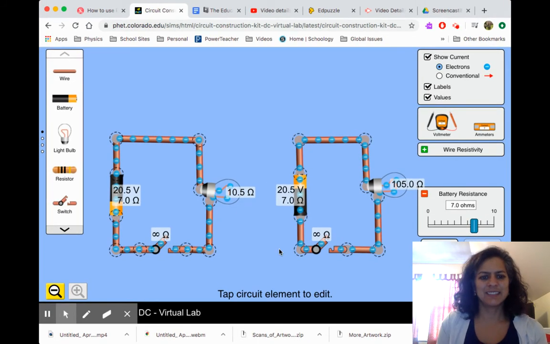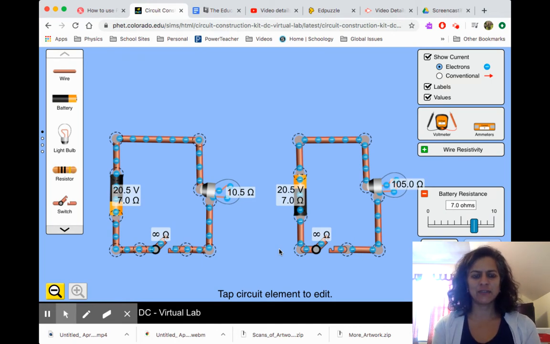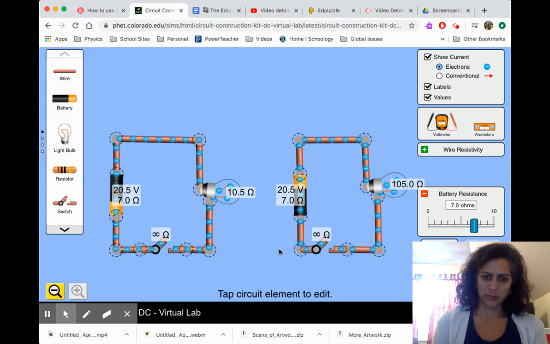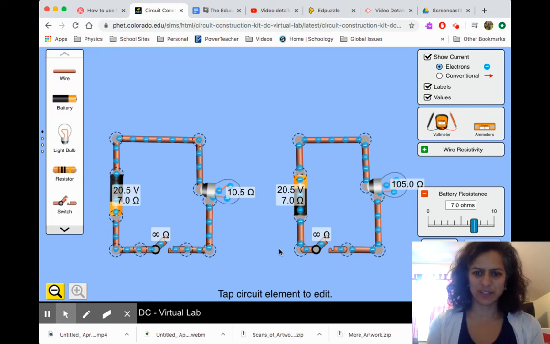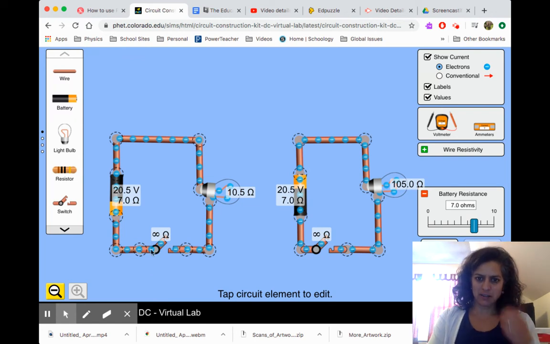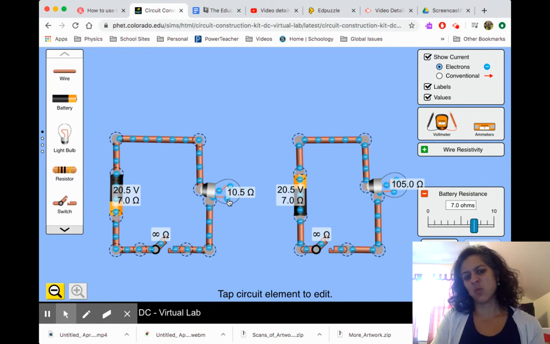All right, second video. In this video, I want to talk about power and fuses. First, power. In the circuit simulation, I made two circuits. They both have a battery that's 20.5 volts. There's a switch down at the bottom, and then there's a light bulb. The only difference is that one light bulb has a resistance of 10.5 ohms, and the other one has a resistance of 105 ohms, so about 10 times more resistance.